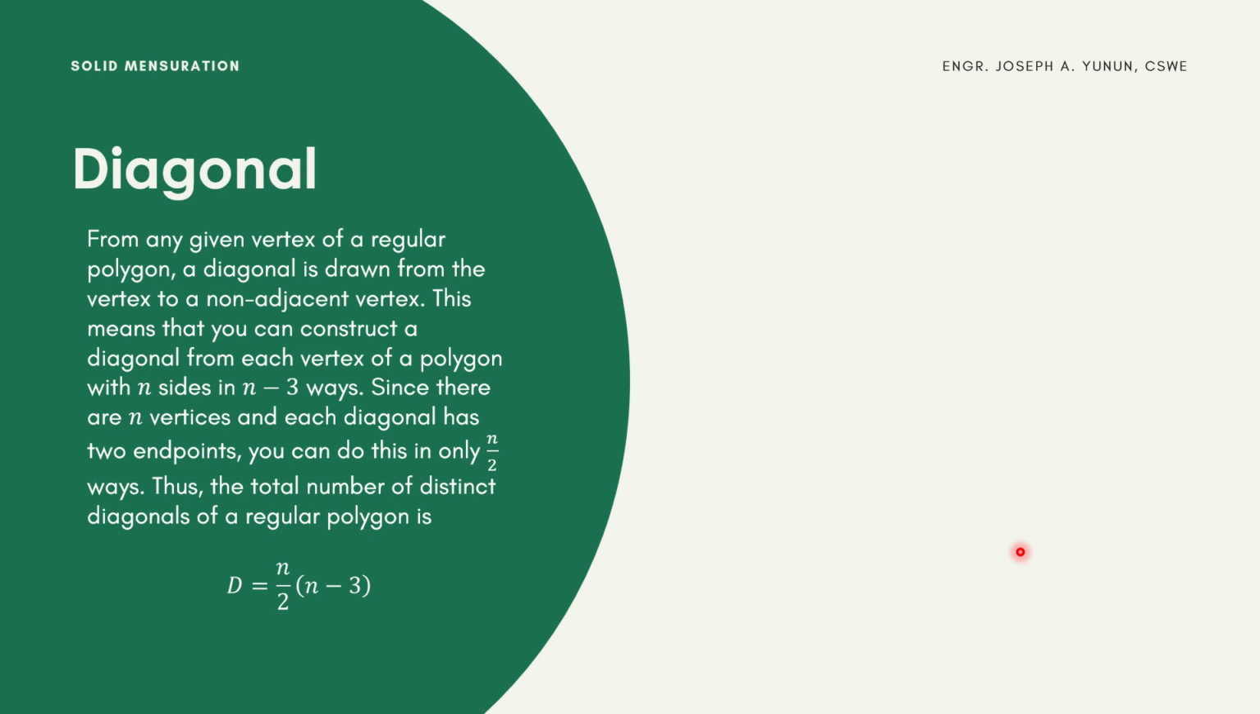So, diagonal. You're familiar with diagonal. The diagonal is a line drawn from one vertex to a non-adjacent vertex, as shown here. The formula to be used in computing the diagonals of a regular polygon is equivalent to n all over 2, multiplied by n minus 3.